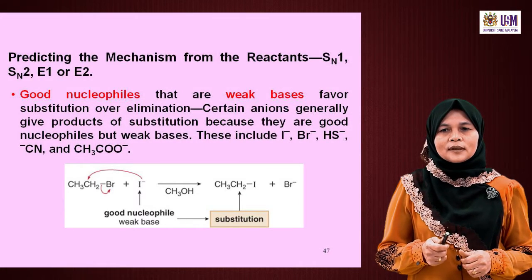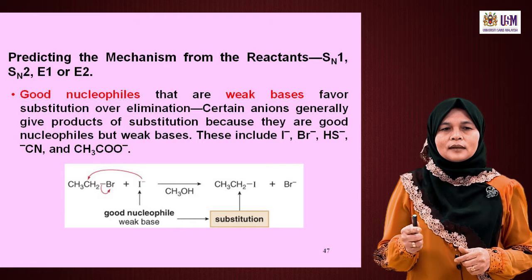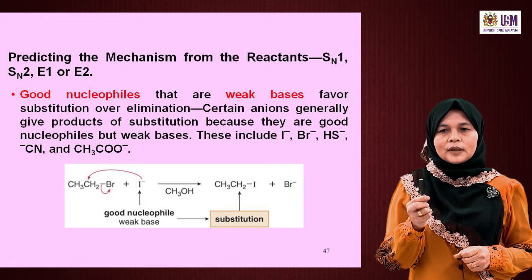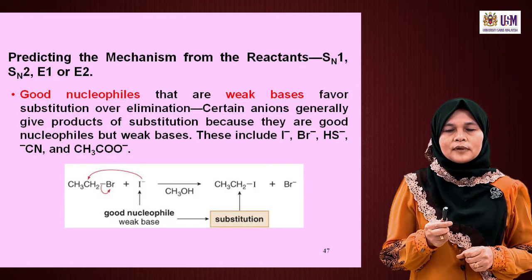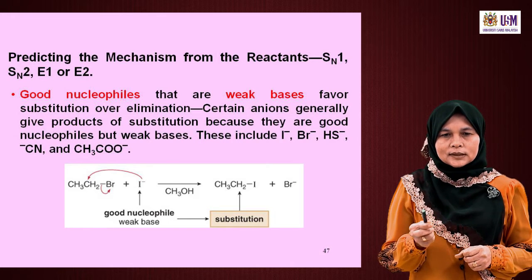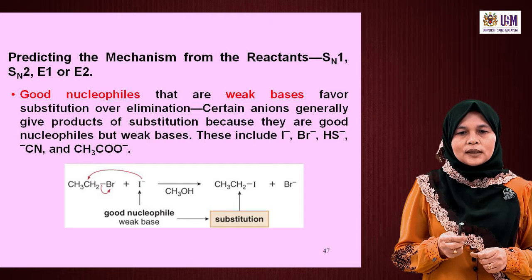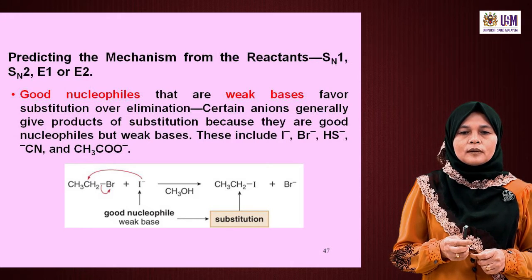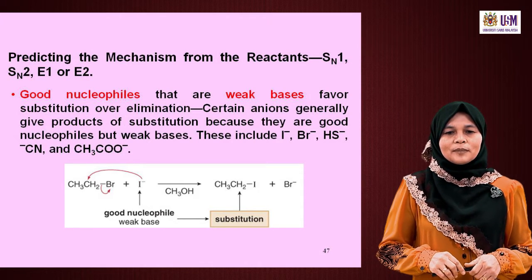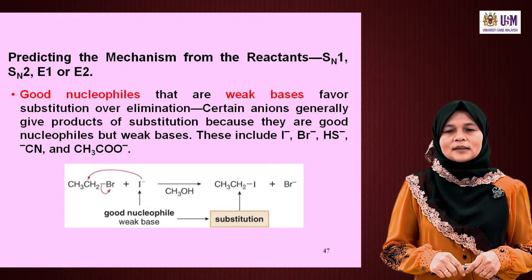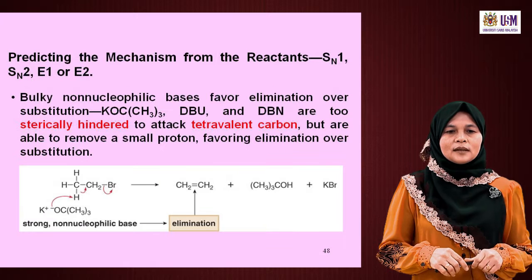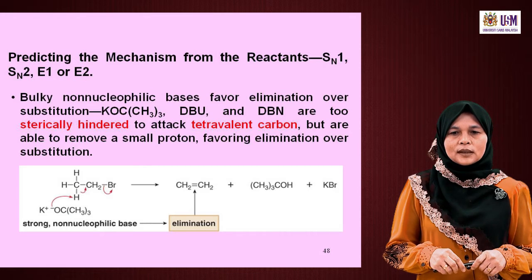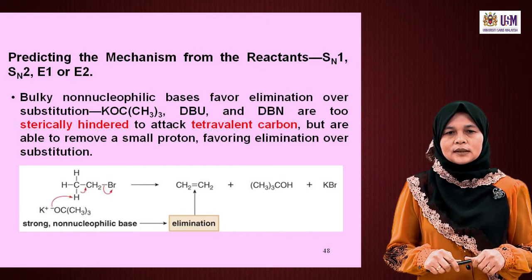Predicting the mechanism for the reactant, whether SN1, SN2, E1 or E2. Good nucleophiles that are weak bases favor substitution over elimination. So from the structure here, the reaction is between the alkyl halide and iodide using alcohol as the solvent. From this reaction, whereby we use a weak base, we favor the substitution reaction. If we use a strong or non-nucleophilic base, we favor the elimination reaction, as shown in the reaction here.